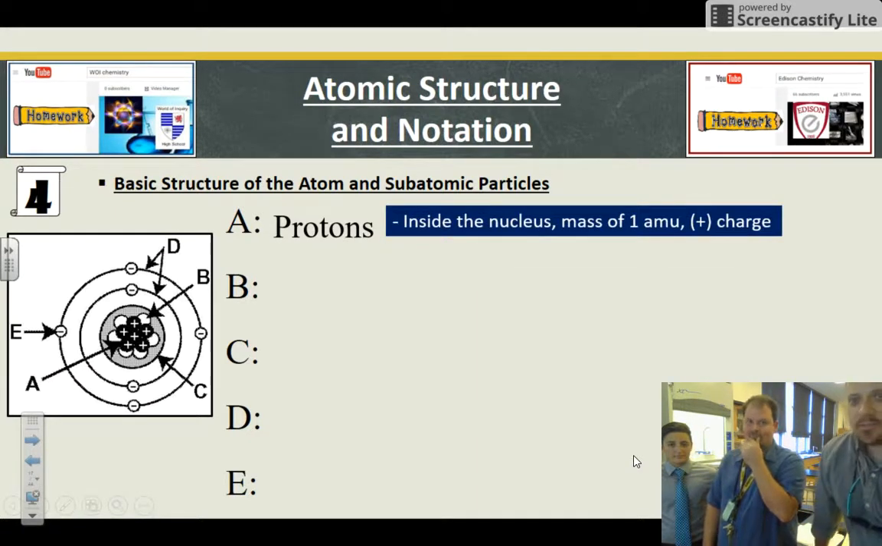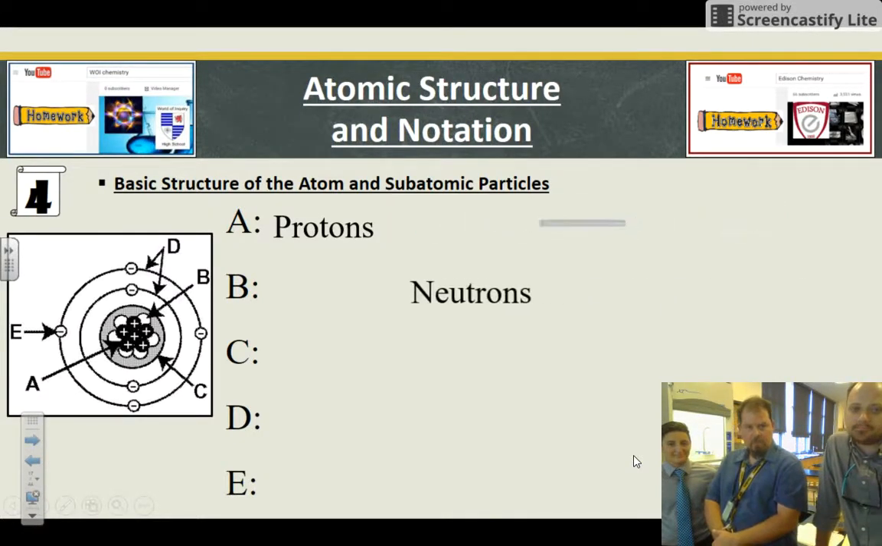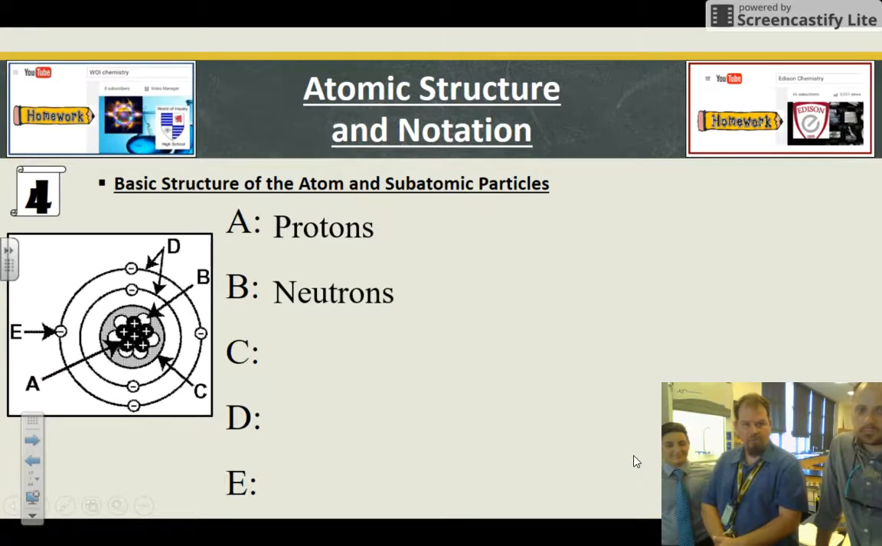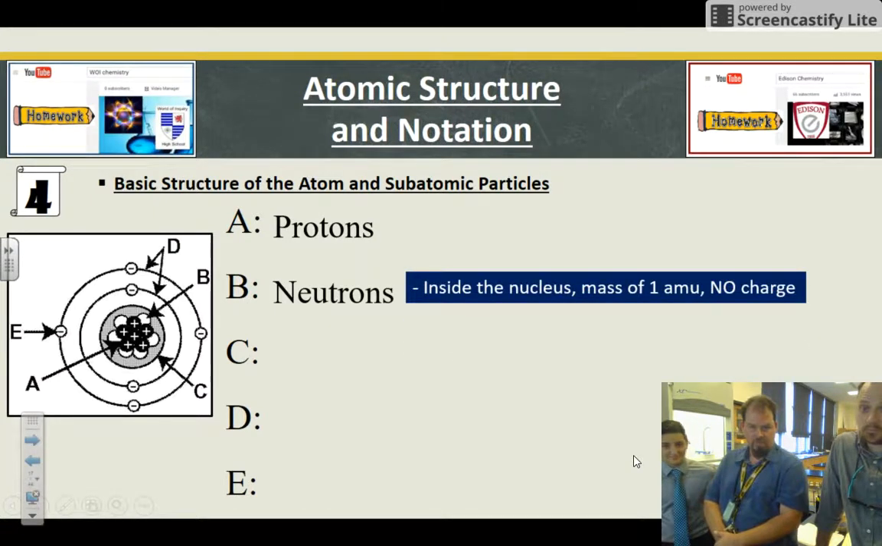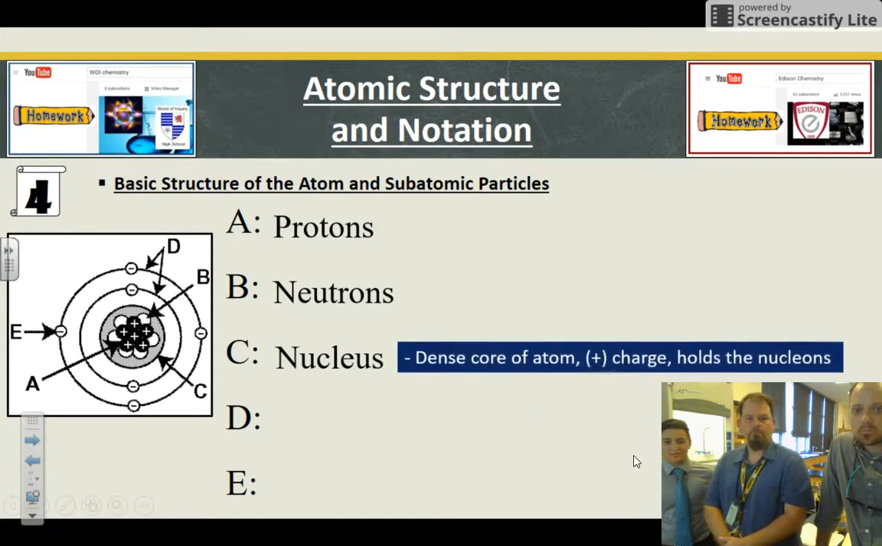Inside the nucleus, mass of 1 atomic mass unit and a positive nuclear charge. Big key. Positive charge. Protons, positive. And that's what the letter A is pointing to. B is referring to the neutrons, which are, of course, also in the nucleus, have a mass of 1, but no charge. They're not as important as protons. Remember, protons are king. Got the nucleus. That's where the protons and the neutrons are, right in the center.